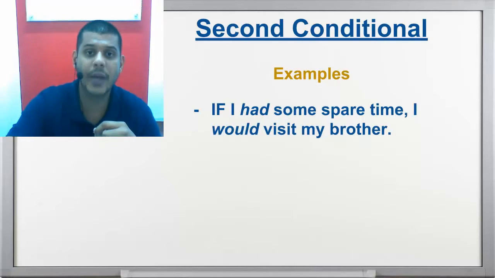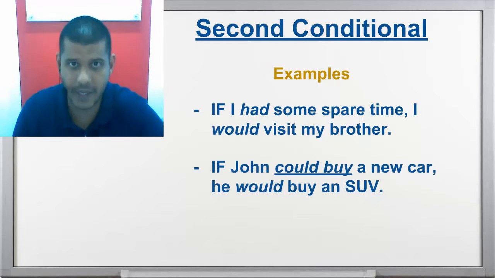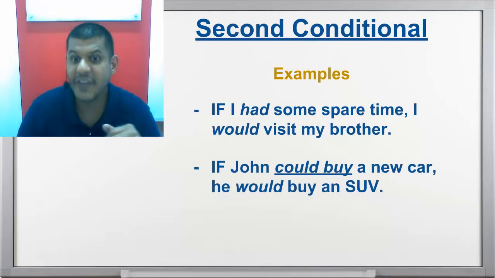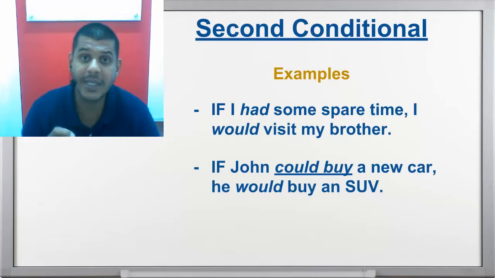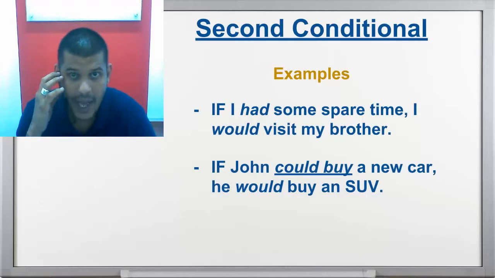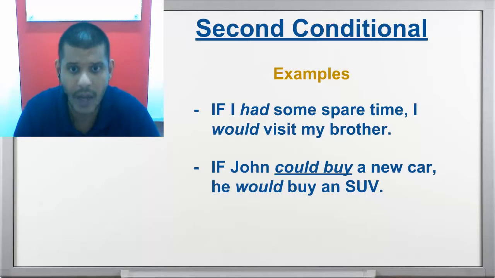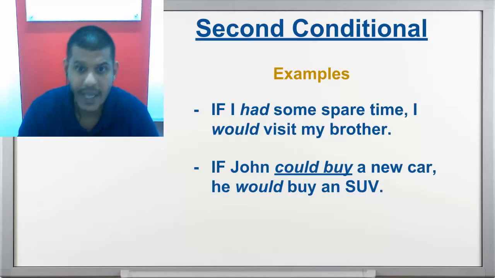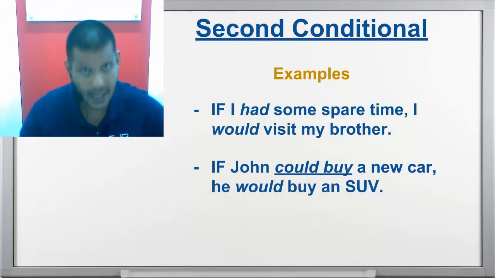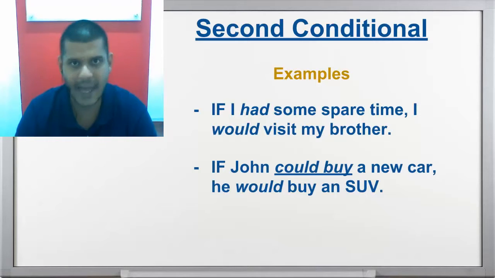Now, take a look at the next one. Attention to this one is very important. If John could buy a new car, he would buy an SUV. So it's important to show you that it's also possible to use could in the if clause because it represents the past, right? I'm using the past and then would. Imaginary condition: if he could, but he can't. But if he could buy, he would buy an SUV. He wouldn't buy a sedan or a van. He would buy an SUV.